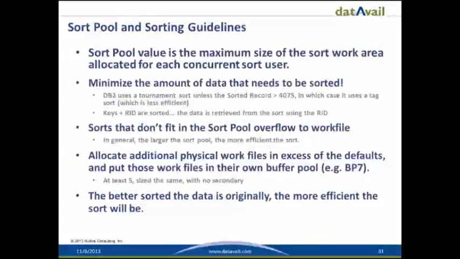The sort pool: there is a sort pool for each user, and you can specify the maximum size. In general, to optimize sort and sort pool usage, minimize the amount of data that needs to be sorted. DB2 uses a tournament sort unless the sorted records are greater than 4075, and then it reverts to a tag sort. The tournament sort is more efficient than the tag sort, so reducing the size of the sorted record, which is the keys being sorted plus the RIDs, will give you a more efficient sort.